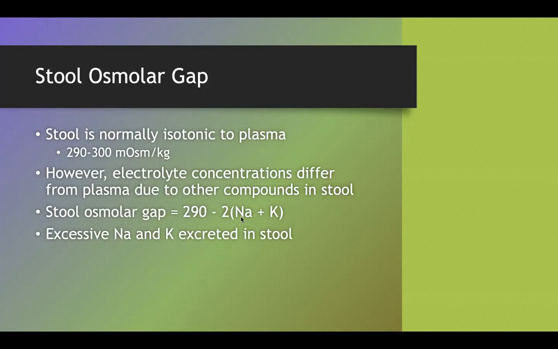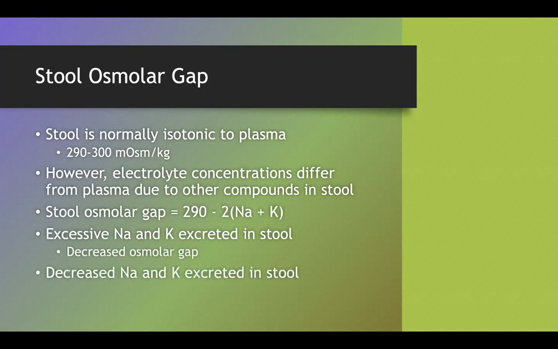If you have 290, and let's say all of this adds up to 240, then your osmolar gap is only 50, which is actually kind of small. And so you'll get a decreased osmolar gap. What if you had decreased sodium and potassium excreted in your stool? Let's say you had low sodium and low potassium in your stool, and let's say this whole number added up to like 150. So 290 minus 150 would be 140, which is actually a pretty high osmolar gap. So you can see the stool osmolar gap is going to be essentially the reverse of how much sodium and potassium you actually excrete in your stool.